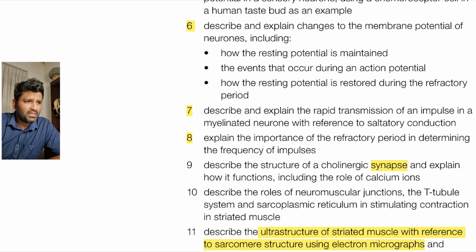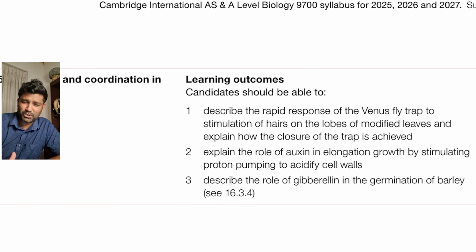Going a little bit further on this, Venus flytrap, there was a big question on it in the 2025 paper. Now this does not mean that it won't come, but the probability is very less. You might want to still go through a little bit about its trapping mechanism and all that, and that was exactly what was tested in 2025 anyway.